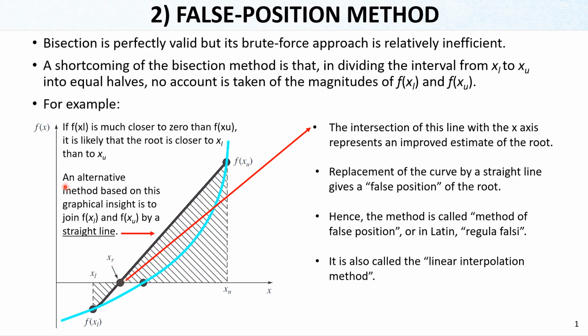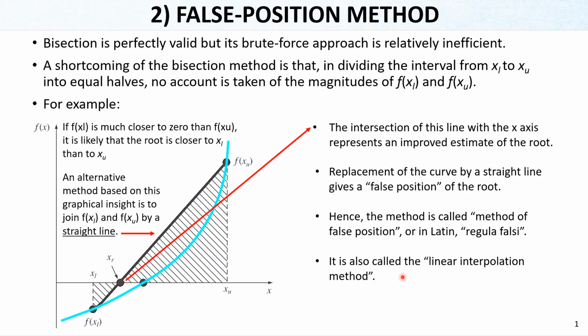So the alternative here, the false position, says if we draw a straight line from f(xl) to f(xu), as you can see here with the black line, we can simply take the intersection with the x-axis, which is xr, as the approximation for the root, which makes this function 0. This intersection of the line with the x-axis represents an improved estimate, and replacement of the curve by a straight line gives a false position of the root.